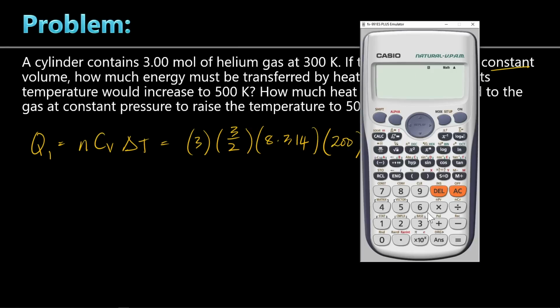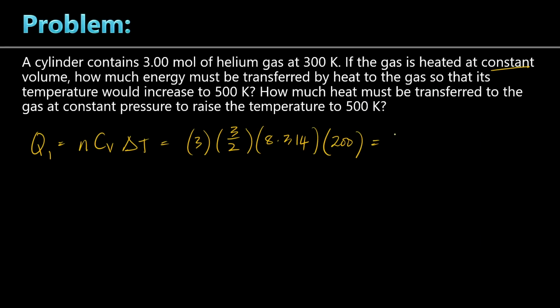Compute na natin. 3 times 3 is 9 divided by 2 times 8.314 times 200. Okay. The answer is, ayan, we have 7.5 approximately. Gawin na lang nating engineering. 7.5 times 10 to the 3 is kilo. So, 7.5 kilojoules.